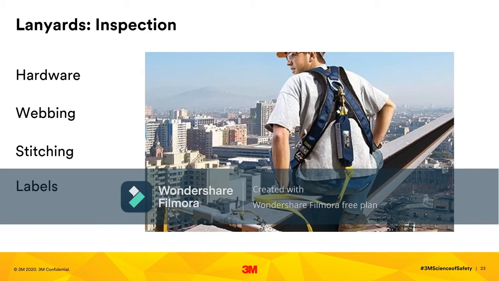Spend some time on the snap hooks. The best way to test them is to open them up and let them close as slowly as possible. Check to make sure that the hook meets the current ANSI 3,600 pound gate strength requirement. You should see this stamped on the gate, and the gate rating should be in pounds.